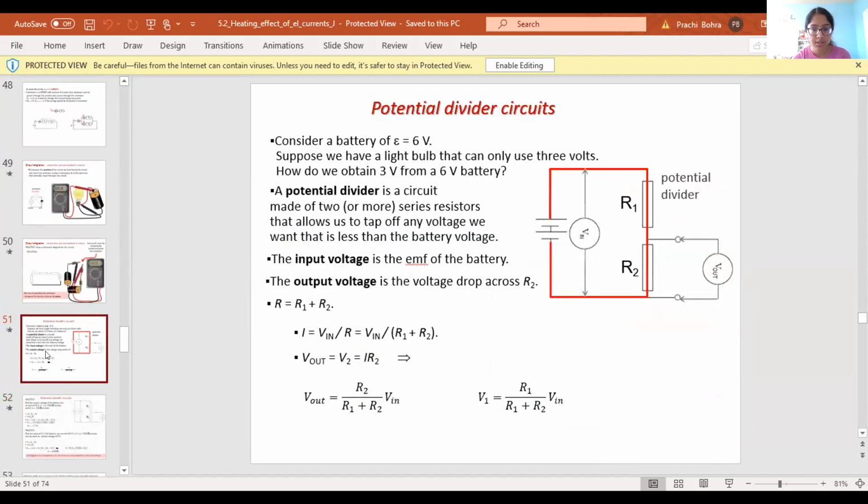Okay, it's a circuit made of 2 or more series resistors that allows us to tap off any voltage we want that is less than the battery voltage. We're essentially dividing.